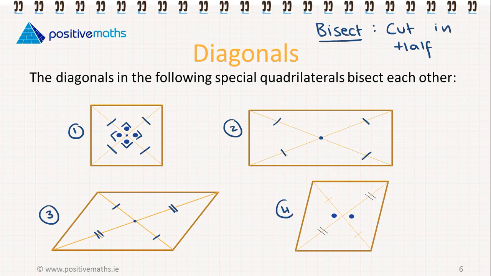Now let's look at the rhombus, number 4. Again, the diagonals bisect each other, but they create different lengths. One diagonal bisects into two equal parts, and the other diagonal bisects into two equal parts again, but these parts are different to the previous ones. We want to notice as well that, like the square, it creates four 90-degree angles in the middle.